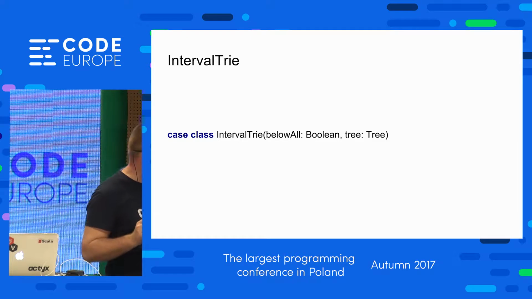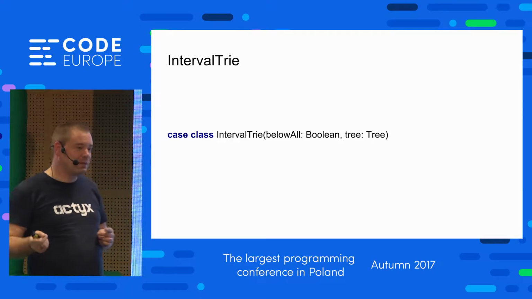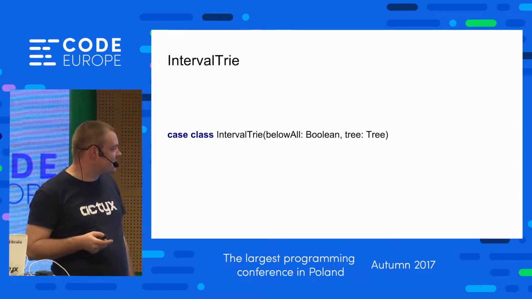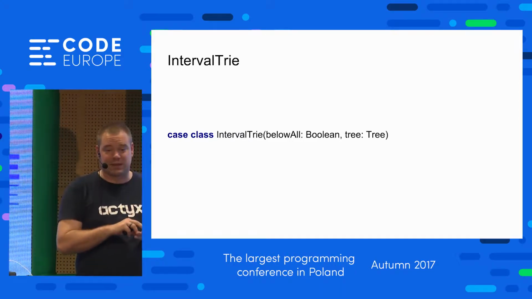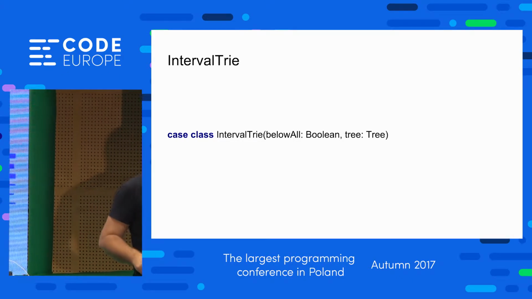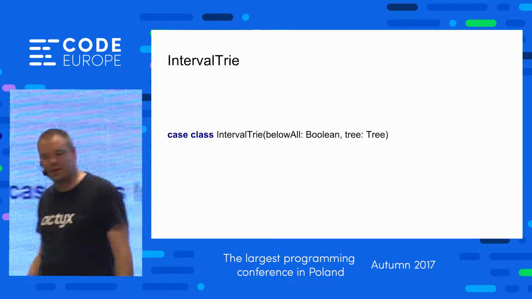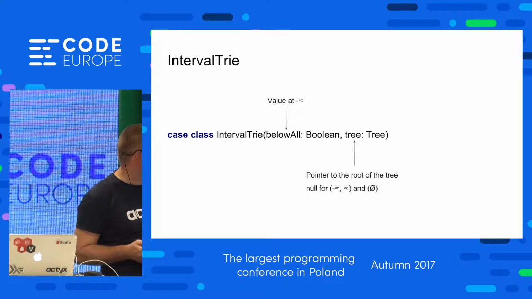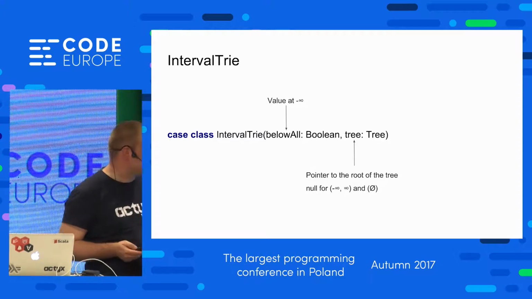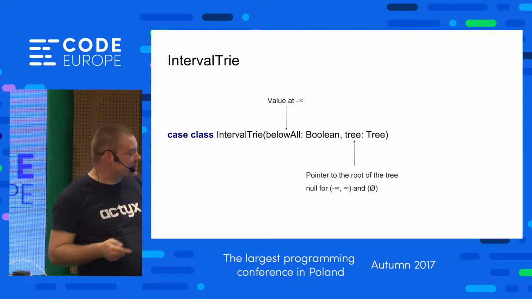There's one more thing. Basically, we have this entire tree structure, which consists only of branches or leaves. And then we need a way to store 1 more bit of information, which is whether the value at negative infinity is true or false. And to do that, we just wrap the entire tree in an object called interval tree, which has one additional bit of information, this below all value. And yeah, this is the value at negative infinity. And the pointer to the tree, Scala people will kill me for that, but basically this can be null if there is no change.